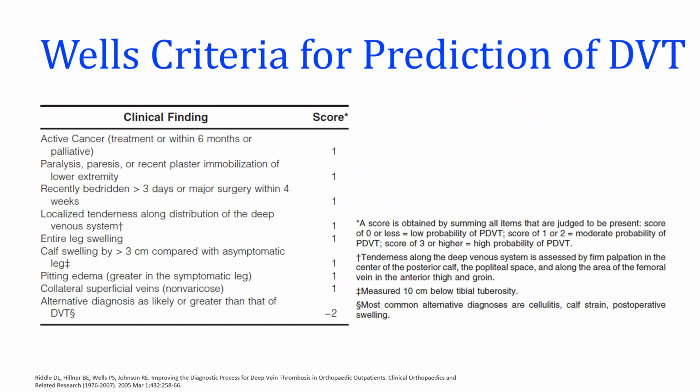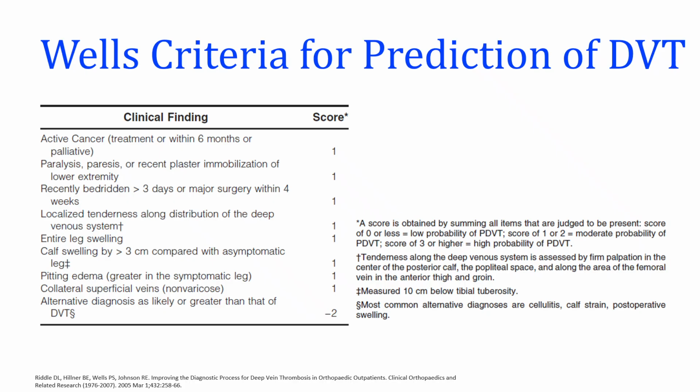The Wells criteria is a clinical prediction rule used to estimate a patient's probability of having a DVT before ordering imaging. Points are assigned based on clinical findings and risk factors, including active cancer, recent immobilization or surgery, localized tenderness along the deep venous system, leg swelling, and pitting edema.